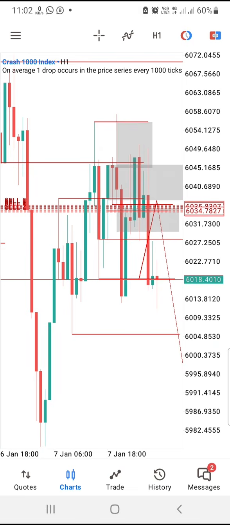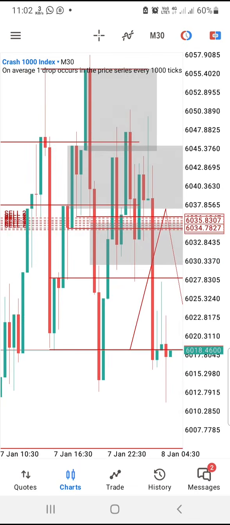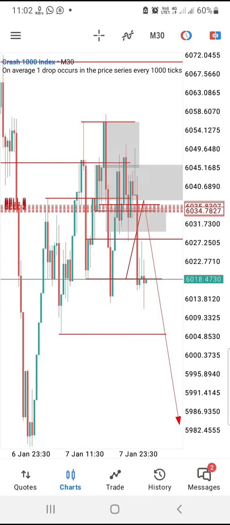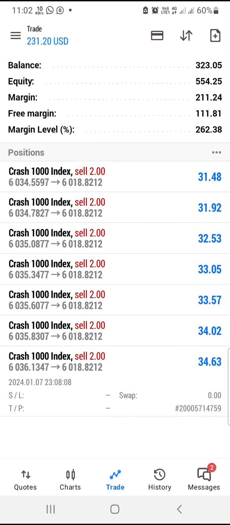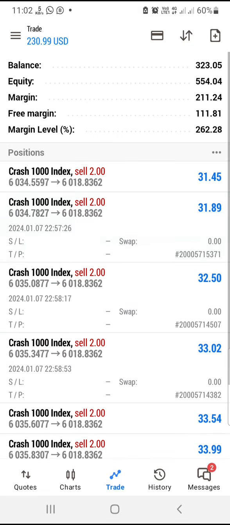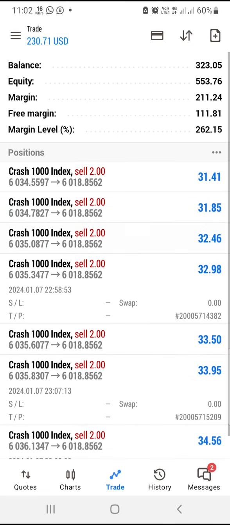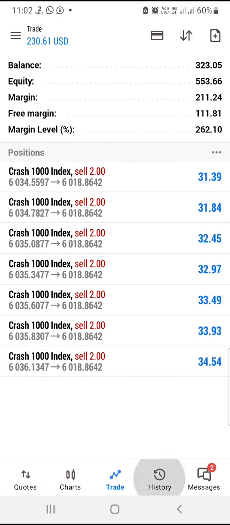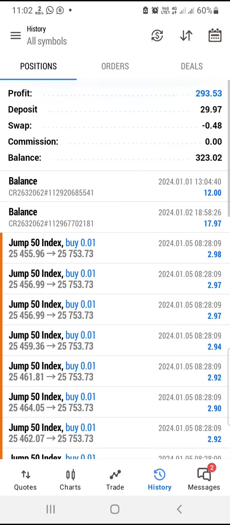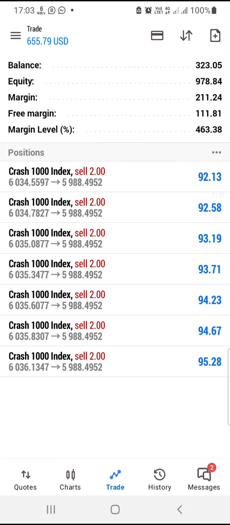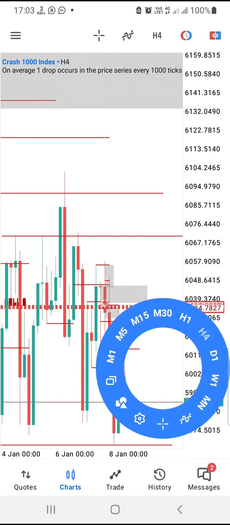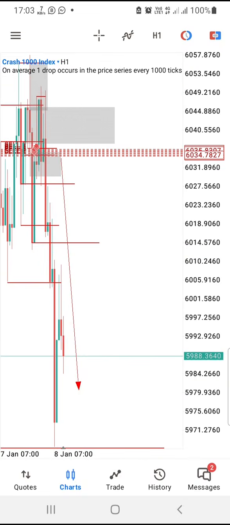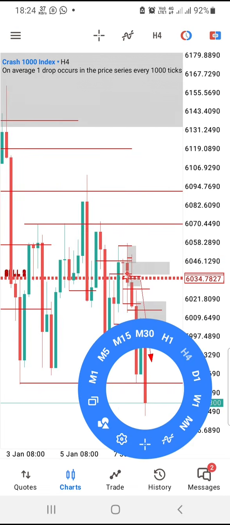It kept on shooting down, and by now it had broken our first low. Yes, it sort of wiped our first low, and we had almost doubled the account. We're at 230 USD. This is usually big even for me. My aim was to double the account or to reach 1,000, and here we're close to reaching 1,000. But I still felt like the move could go further down, so I didn't want to close just yet.